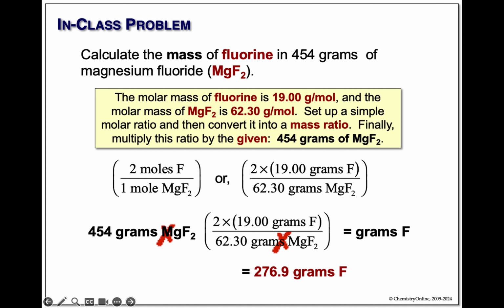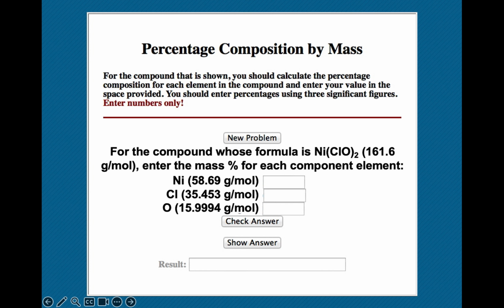All right, there is one more tutorial for the chapter, your very last before the exam. It is percent composition by mass. Okay. In this one, we are given something. We want to enter the mass percentage for each of the elements. Okay? First of all, what is this?